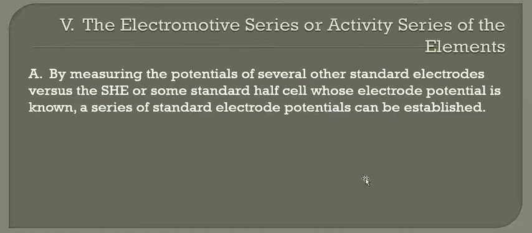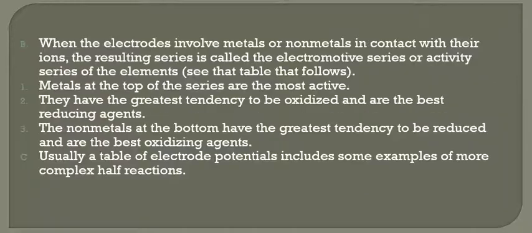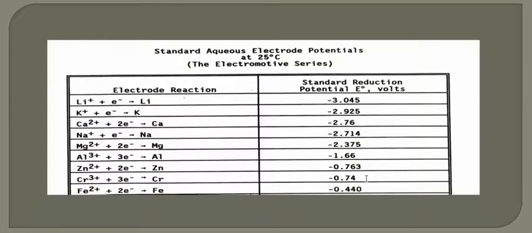So by measuring the potentials of several other standard electrodes versus the SHE, we can get a series of standard electrode potentials. And the resulting series is called the electromotive series. Metals at the top of the series are the most active. They have the greatest tendency to be oxidized. The nonmetals at the bottom have the greatest tendency to be reduced. So the electromotive series, here's a portion of it. And again, the metals at the top are most active. They have the greatest tendency to be oxidized. And the electromotive series will be given to you when you take the AP test.